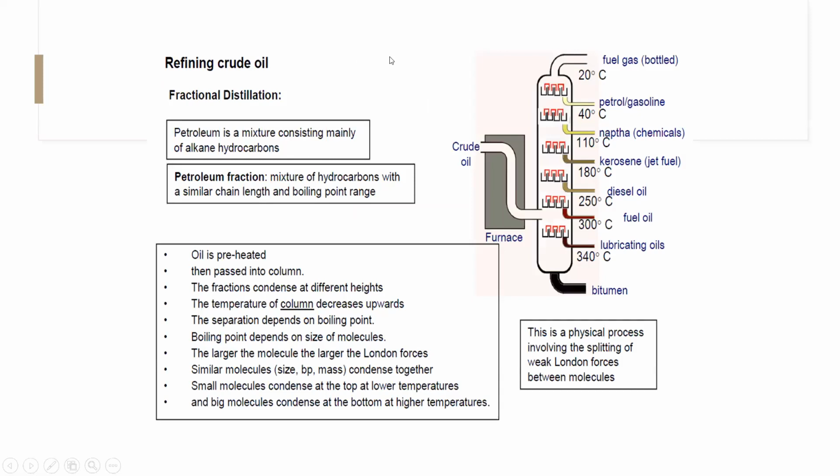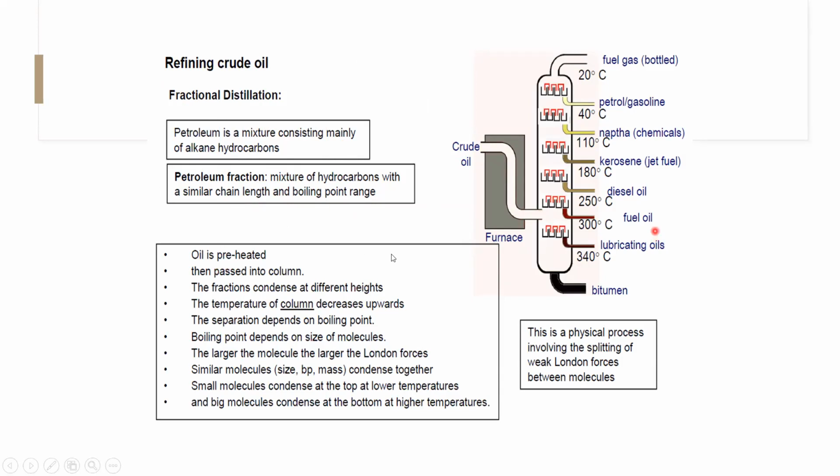What is the technique of fractional distillation, how is it done? Petroleum or crude oil have the same meaning, which is mainly a mixture of alkanes. A mixture of hydrocarbons with a similar chain length will have the same boiling point range. So we add superheated crude oil into the furnace.